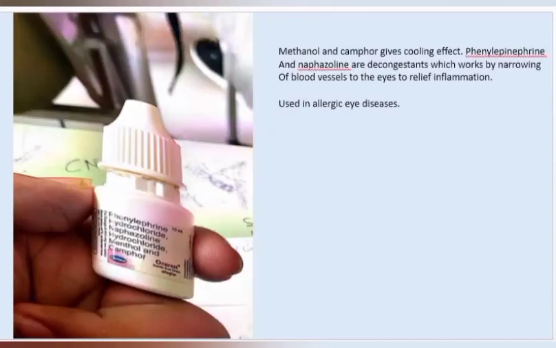The next and last one will be the Ocupol. Menthol and camphor give the cooling effect. Phenylephrine and naphazoline are decongestants. So this Ocupol consists of phenylephrine hydrochloride, naphazoline hydrochloride, menthol and camphor. I have just given each indication. Menthol and camphor are for the cooling effect, and phenylephrine and naphazoline are decongestants that work by narrowing the blood vessels of the eyes to relieve the inflammation. It is usually used in allergic eye disease, or sometimes people use it after having too much alcohol, when they have a hangover and redness in the eyes. To remove that, students sometimes use this drug.